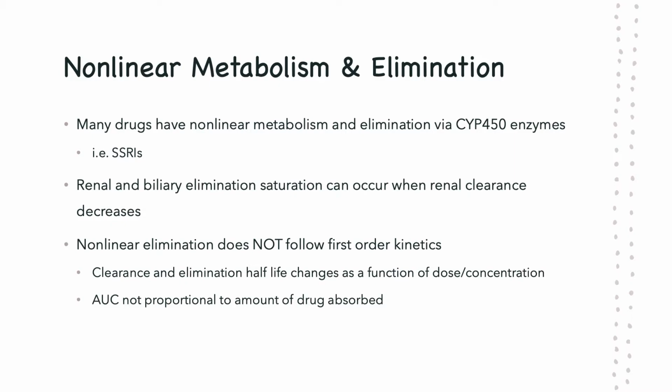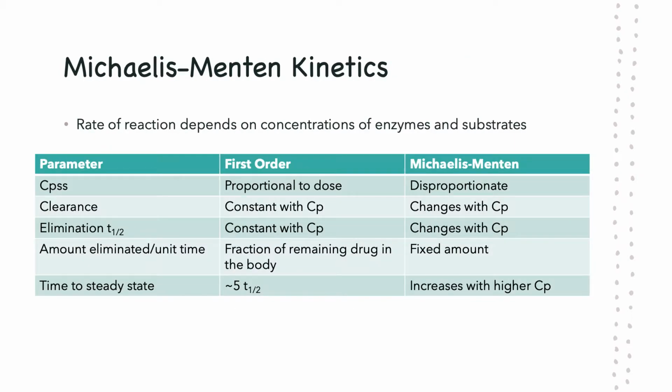There's also biliary secretion and enterohepatic cycling, which increases the half-life. So Michaelis-Menten kinetics actually refers to this general concept of nonlinearity, where the rate of reaction depends on the concentration of enzymes and substrate. So there are different parameters that are affected compared to first-order pharmacokinetics, and can be seen here on this table.